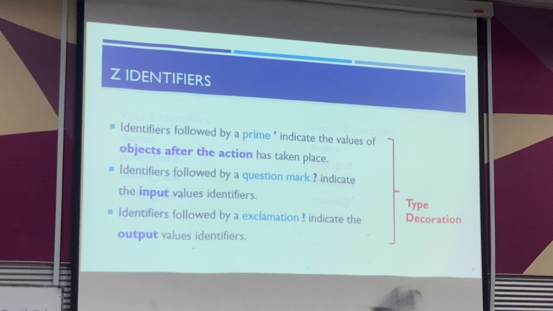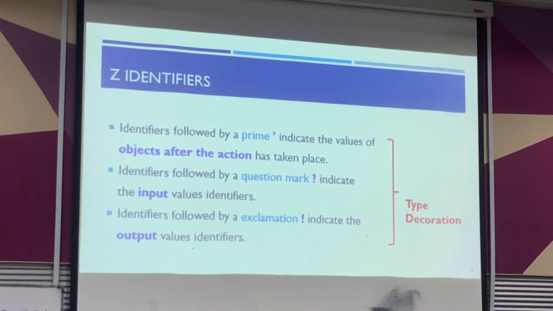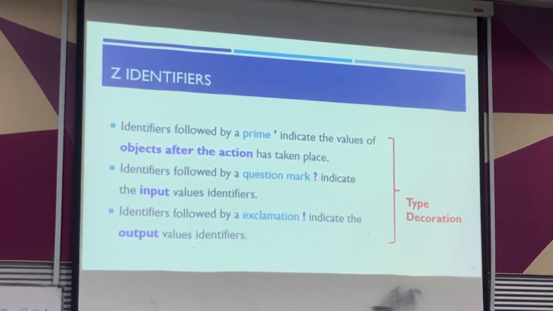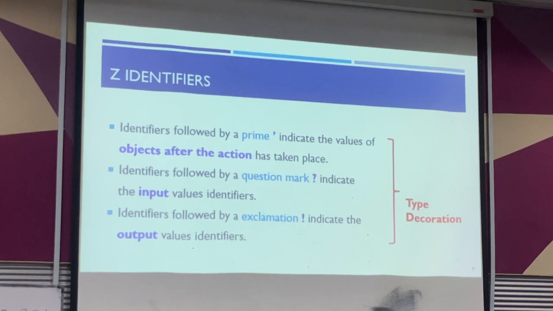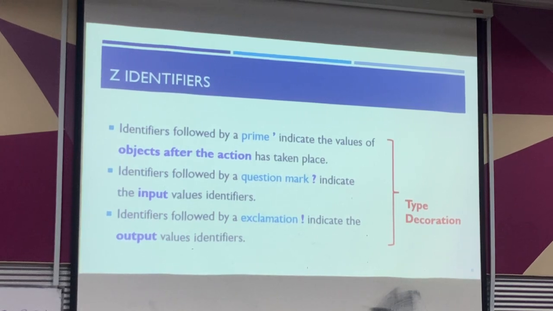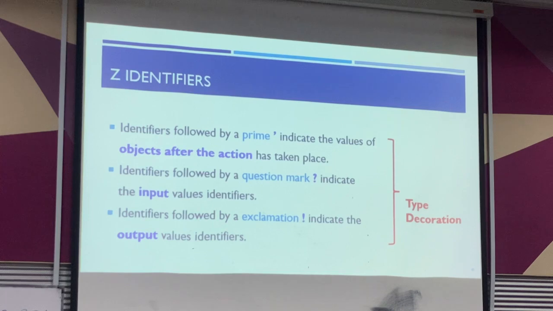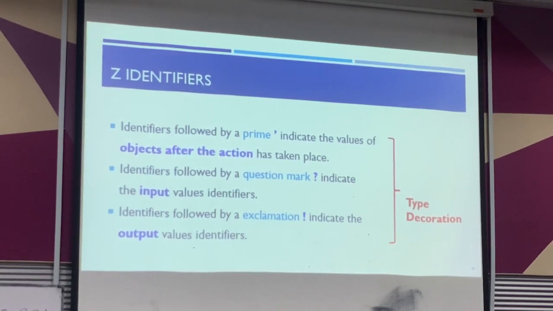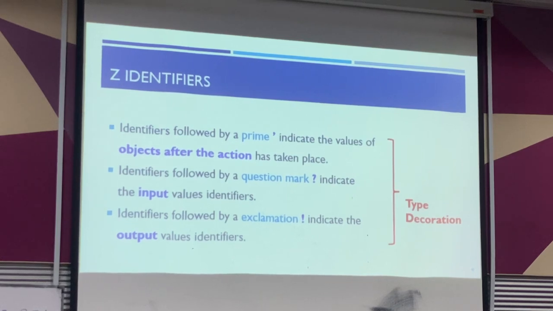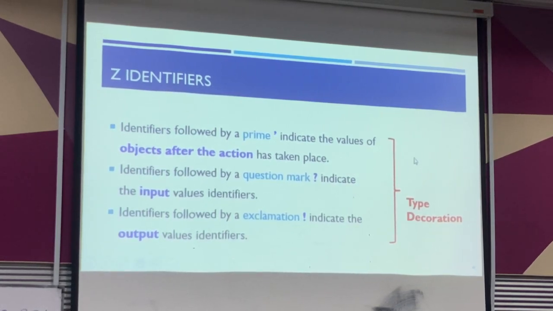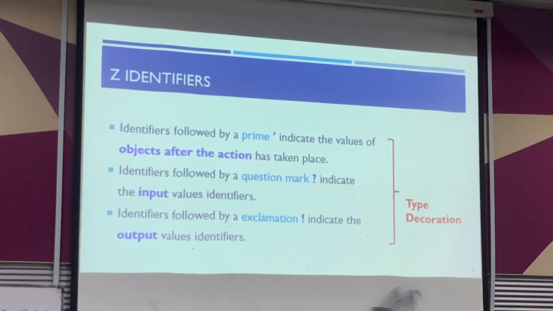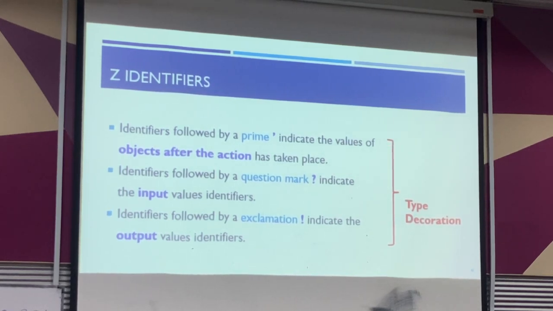So the next one is related to identifier. Even though we say there are a few symbols like dollar sign and so on that cannot be used with identifiers, there are 3 symbols that can be used with identifiers. We call this a decoration, type decoration. This is a special case symbol where you use it to indicate something in your schema. If you use prime symbol or apostrophe, this is to show there is an updated variable. You want to show an updated variable in your schema.